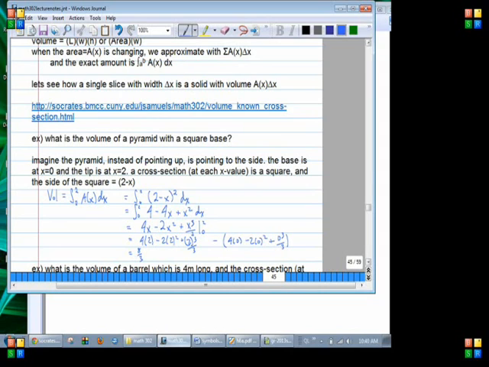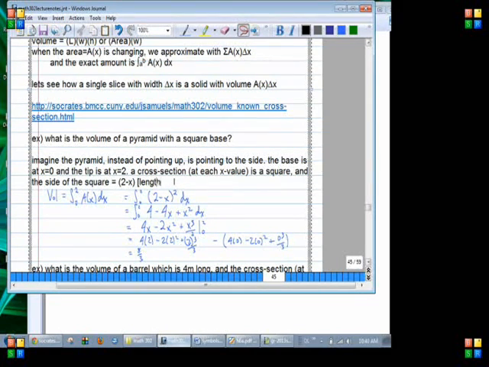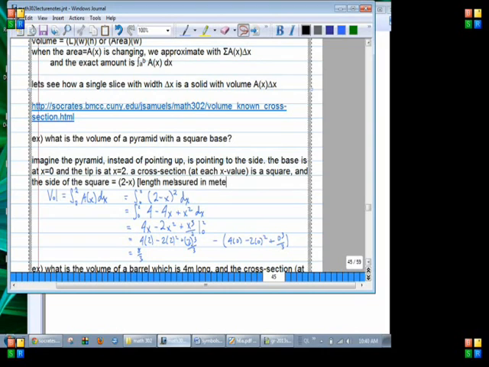I just want to point something out here. We're solving for volume, so I should have made units here. Let's say length is measured in meters. If we're measuring length in meters and we're finding the volume, then what's the units of the volume? You could write it as cubic meters, but I'm a mathematician, so I'm going to write it as meters cubed.